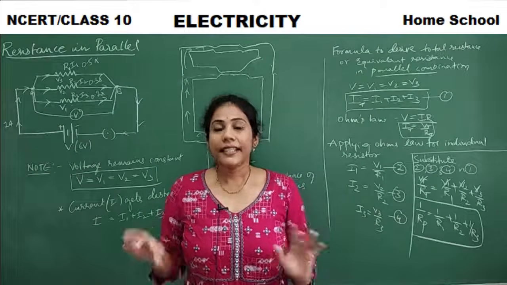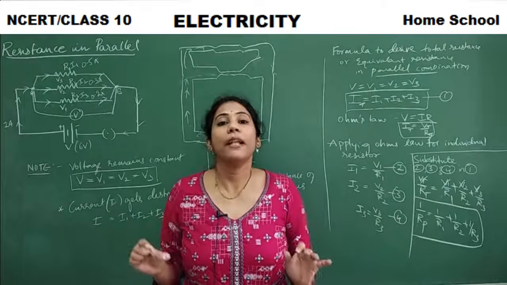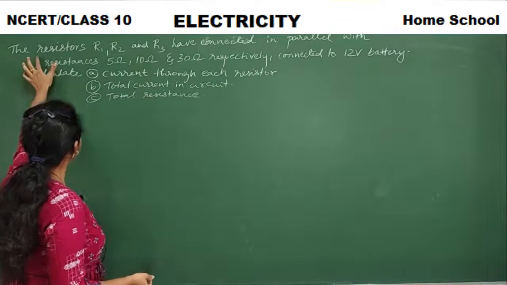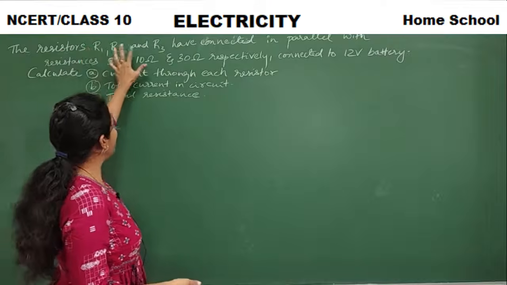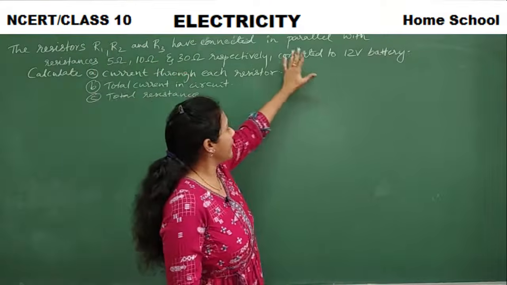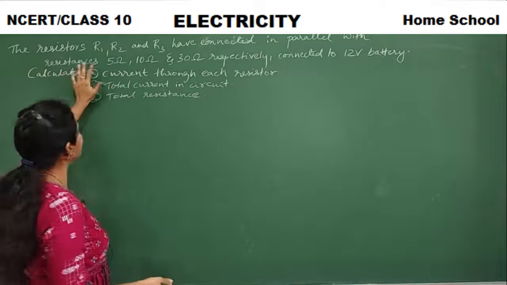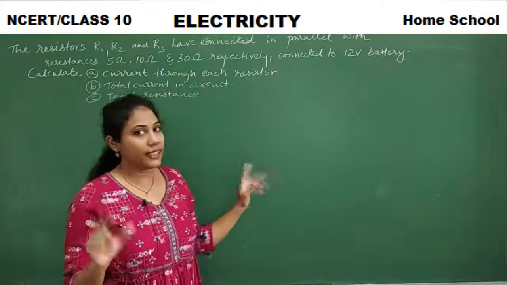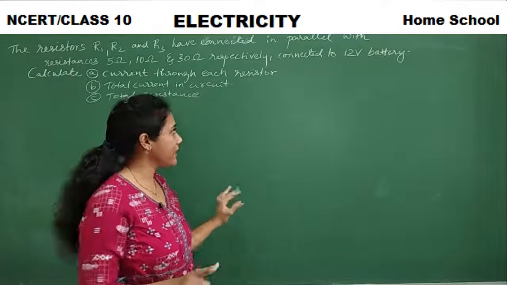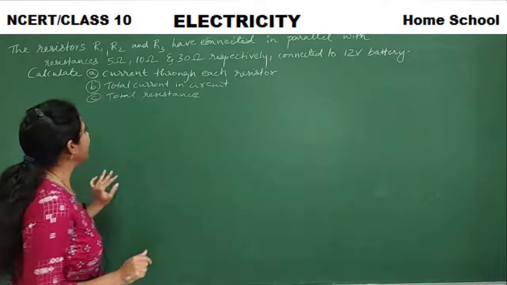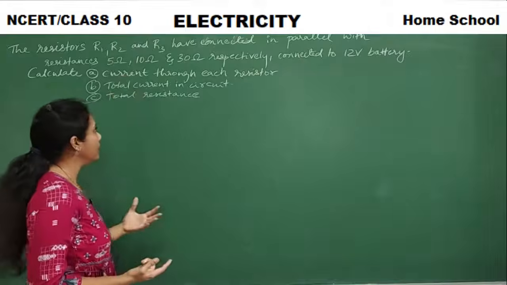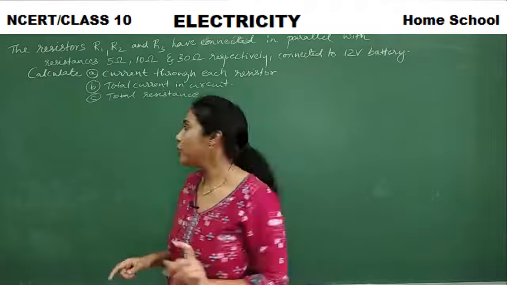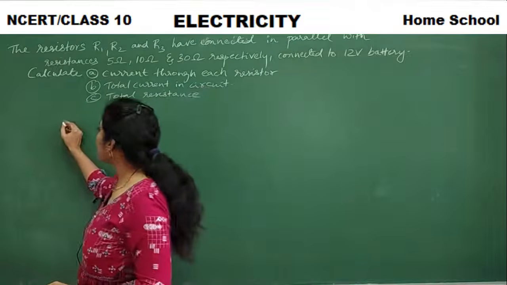Now let us understand the whole concept with the help of certain problems. Coming to the first question, observe carefully. The resistors R1, R2 and R3 are connected in parallel with resistances 5 ohms, 10 ohms and 30 ohms respectively, connected to a 12 volt battery. You have to calculate the current through each resistor, the total current in the circuit and the total resistance in the circuit. First, let us try to draw the circuit here.